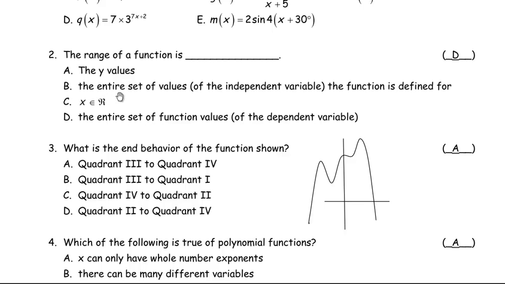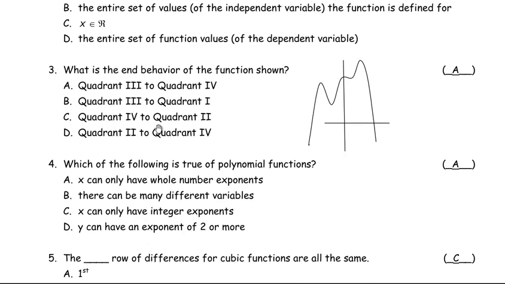For B, the entire set of values of the independent variable the function's defined for, that would actually be the domain. And although this is actually the domain for all polynomial functions, it's certainly not the range. Number 3, what's the end behavior of the function shown? And this function starts down here in the third quadrant, ends in the fourth quadrant, so it's going from quadrant 3 to quadrant 4, so that's why A is the correct answer for number 3.